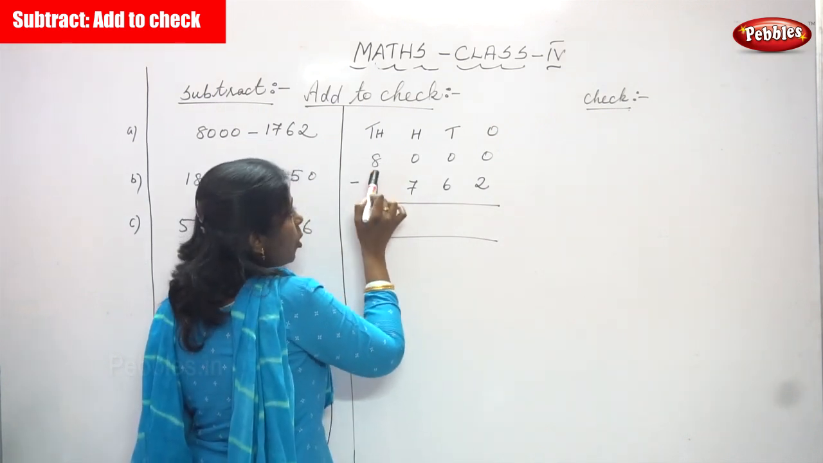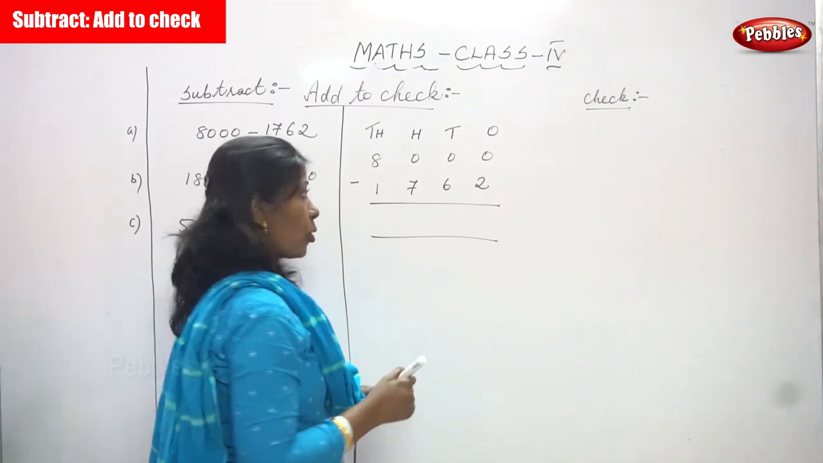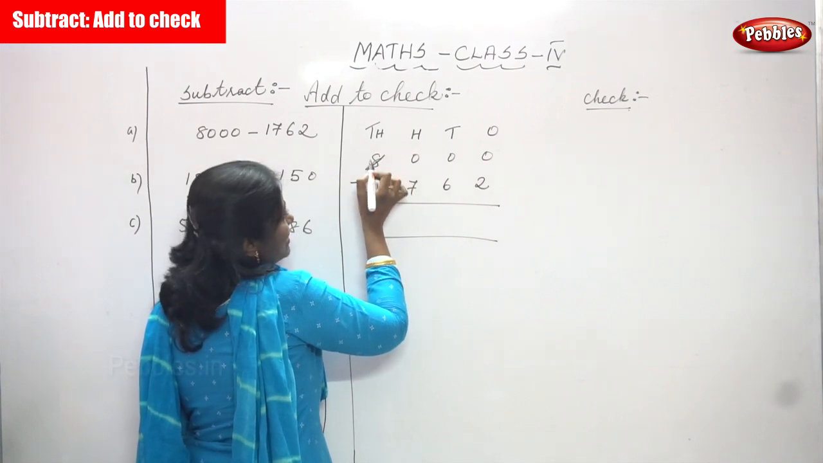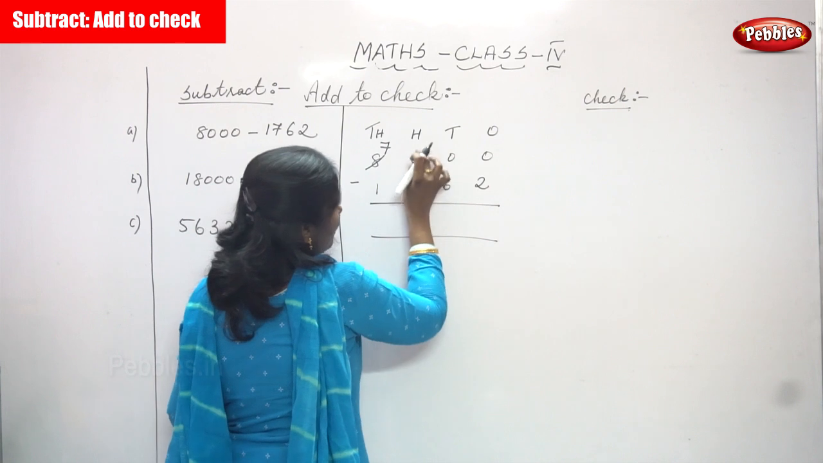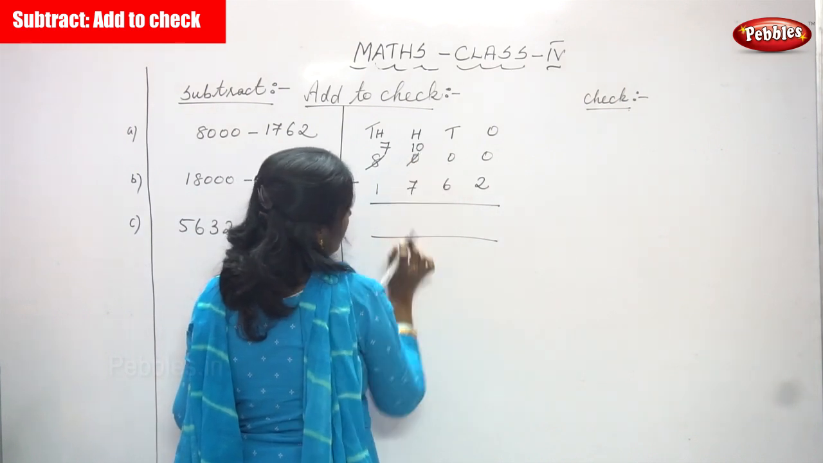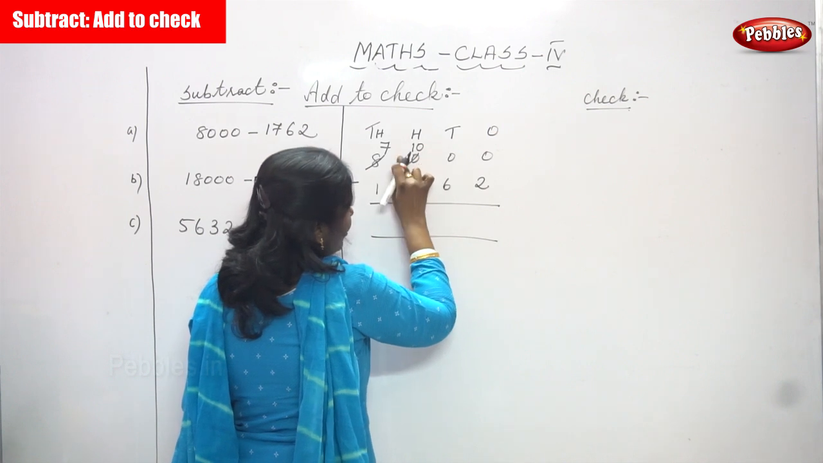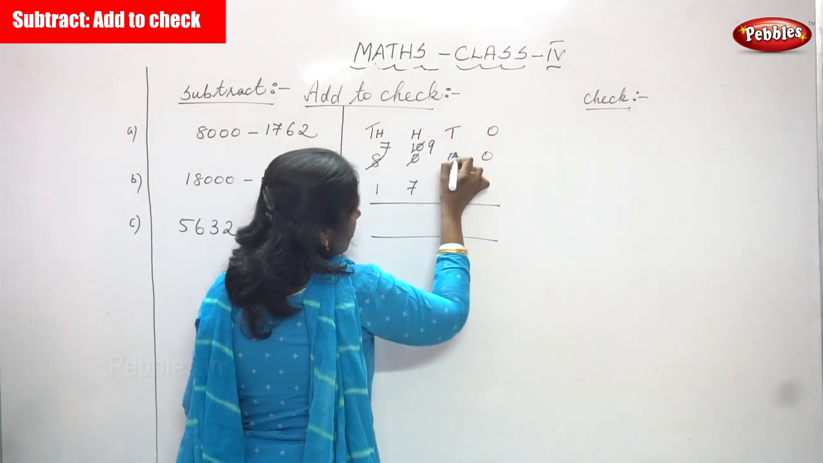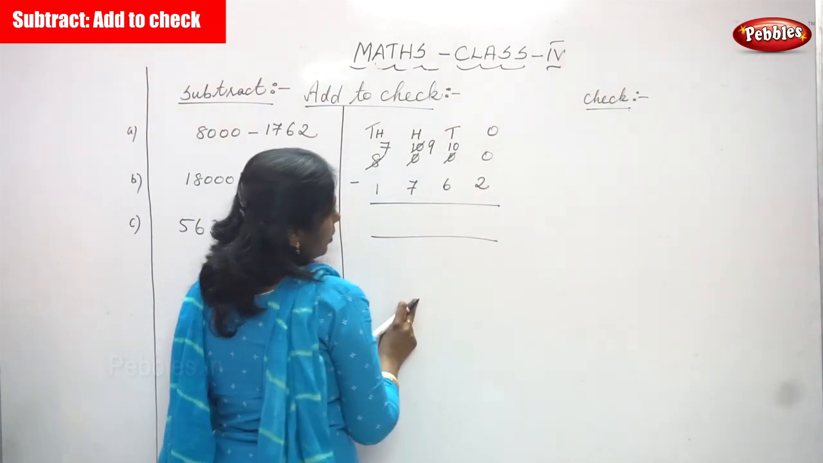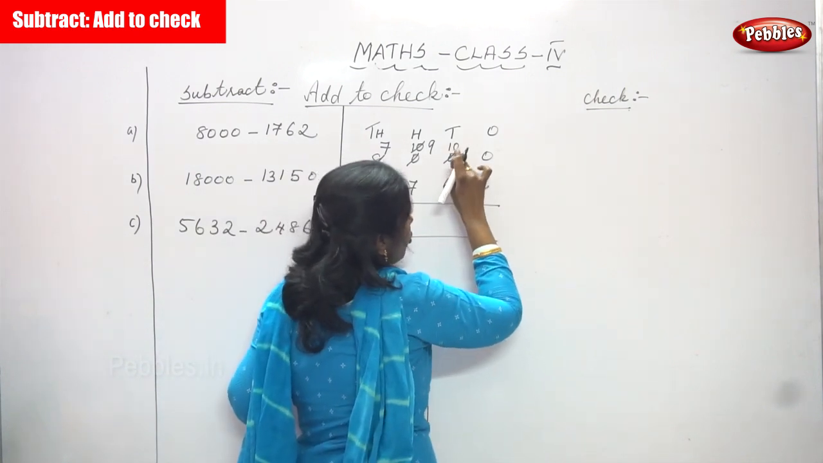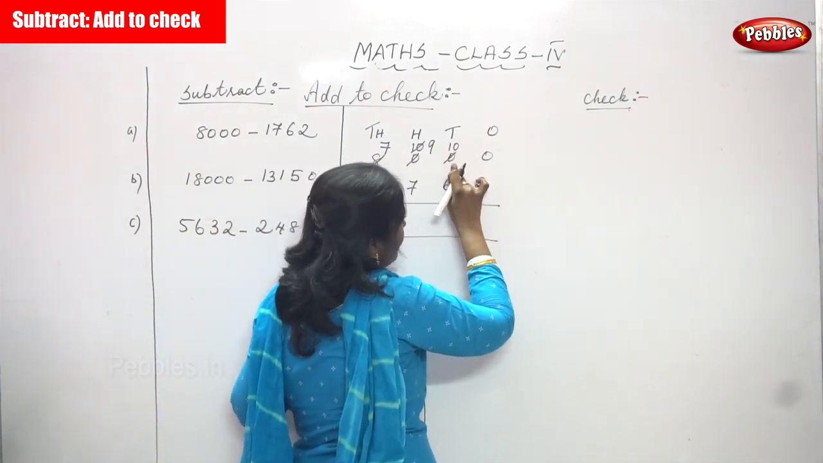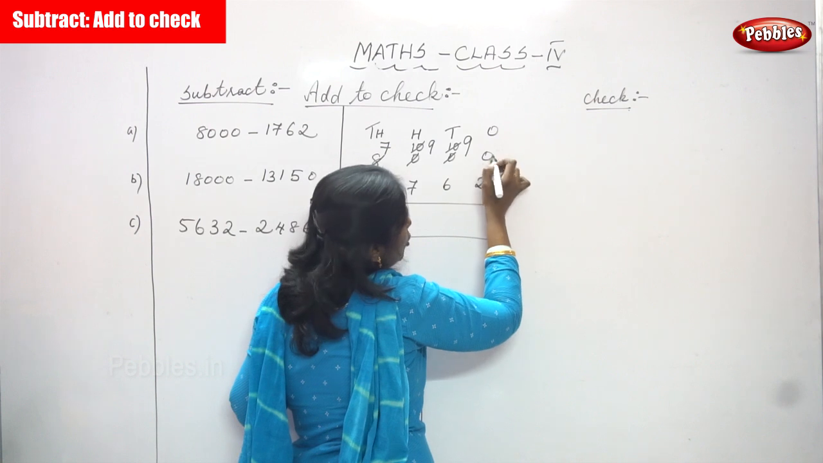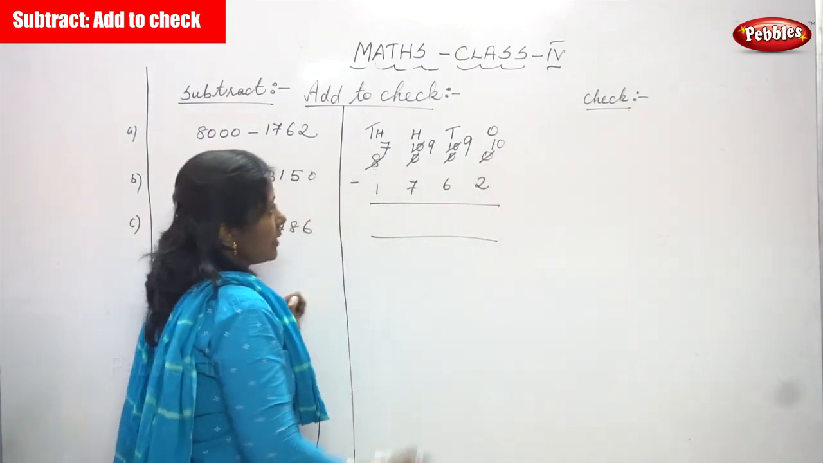This thousands place, what is the number here? 8. So you have to borrow from 8. So I have to borrow 1 from 8. So this 8 becomes 7, and this 100 place 0 becomes 10. Now again you have to borrow 1 from the 100 place. So this 10 becomes 9, and this tens place 0 becomes 10. Again you have to borrow 1 from the tens place. So this 10 becomes 9, and the ones place 0 becomes 10.